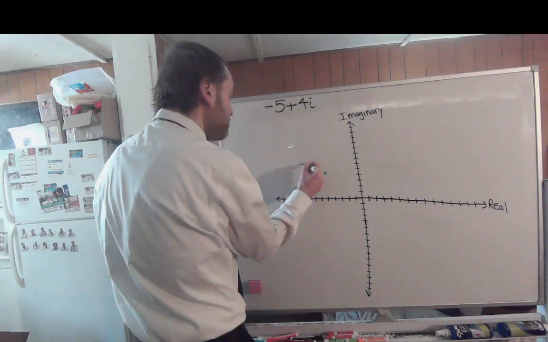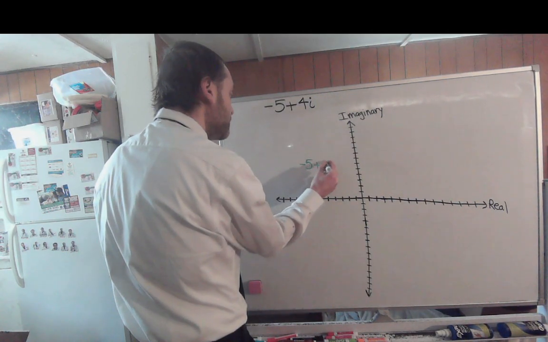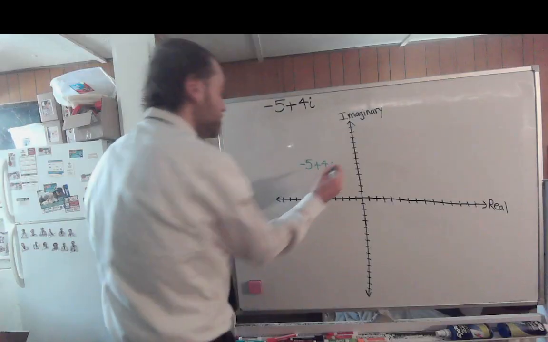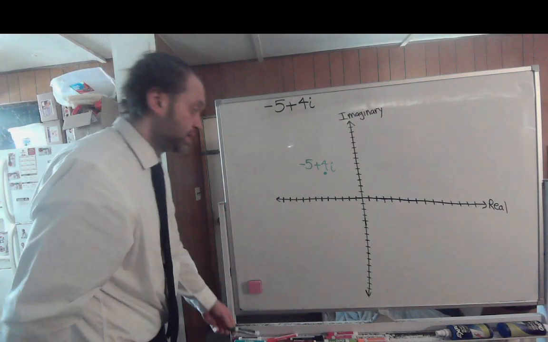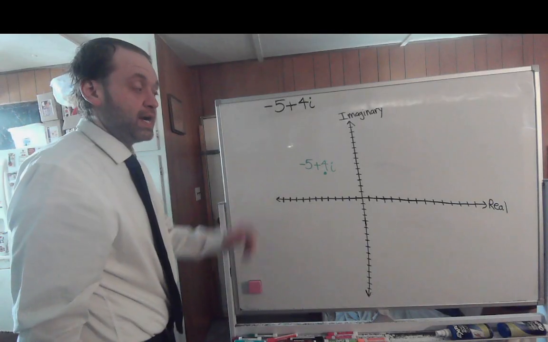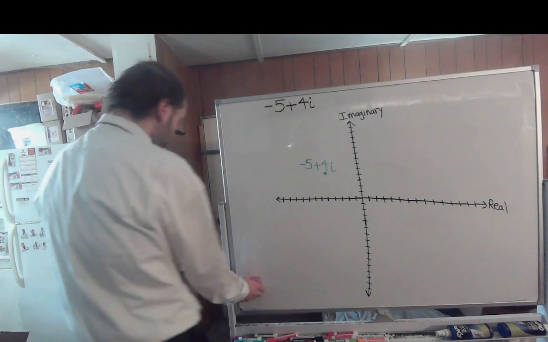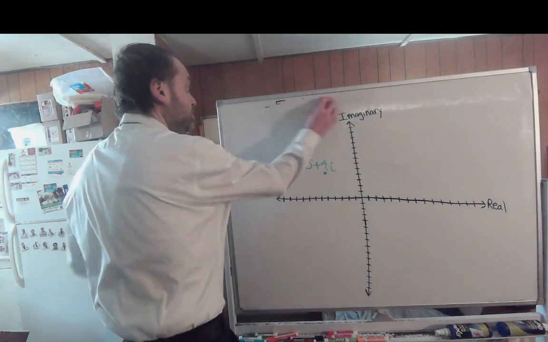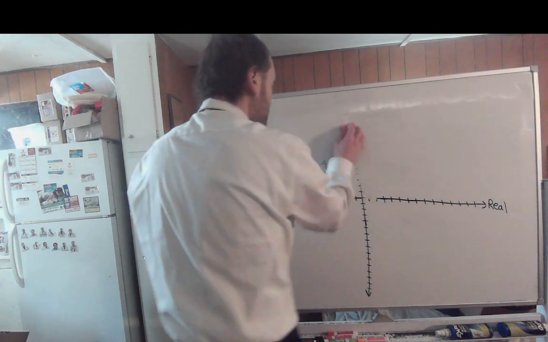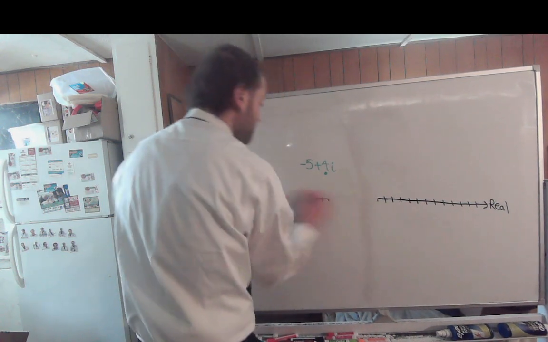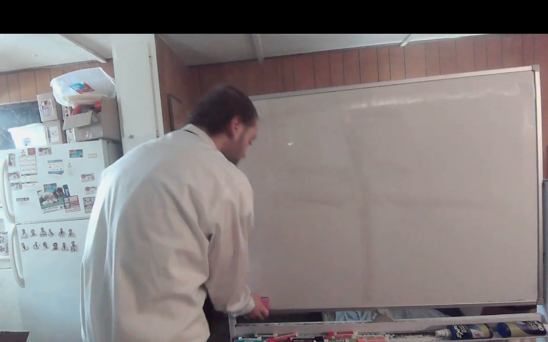So right there would be my negative 5 plus 4i. It would be in the second quadrant of the complex plane. Negative 5 plus 4i. So that's how you can plot these in the complex plane. Now we can also do simple addition with these. We can actually do multiplication and division with them too, but those will be separate.